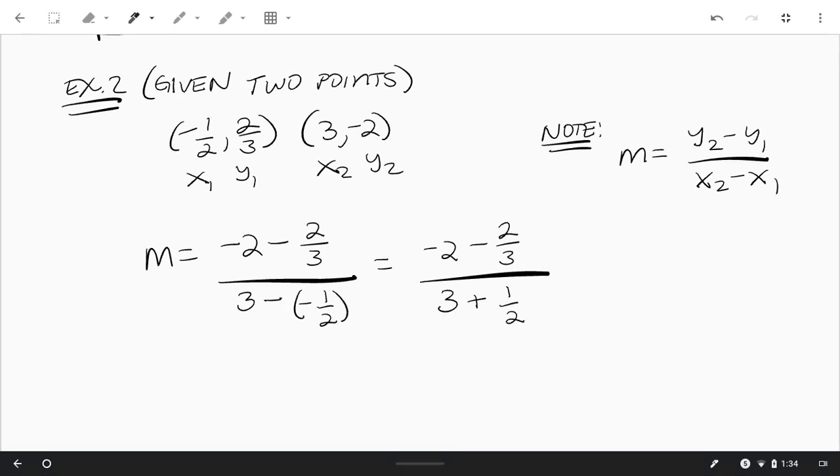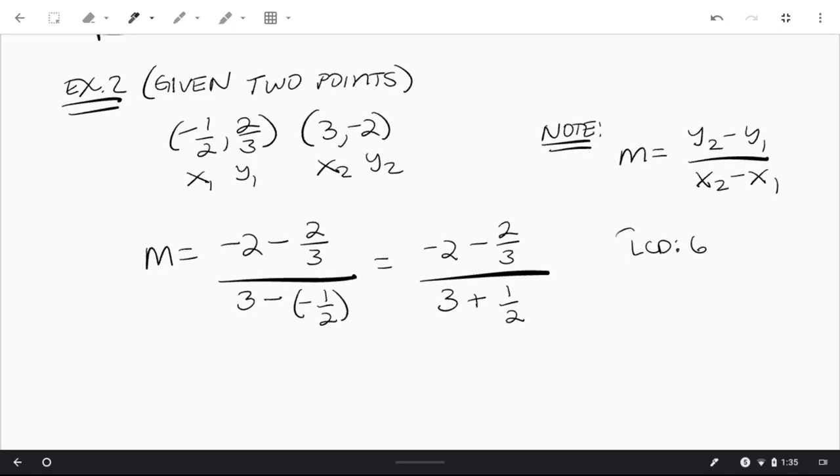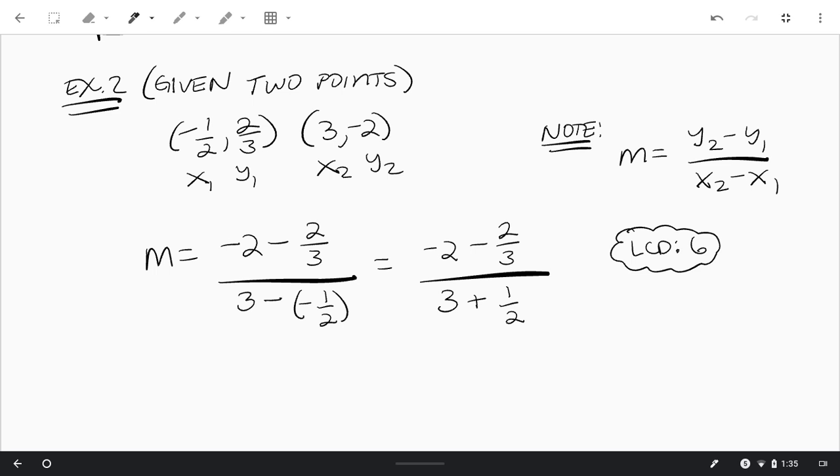Different ways to go about this. If you want to do the negative 2 minus 2/3 and then a 3 plus 1/2 and then treat this like a division, you can. I don't do it that way. What I do is I find the LCD between all four of these numbers. So the LCD between all four of these numbers involved is going to be 6. And what I do is I multiply everything by 6. Okay, so let me show you.